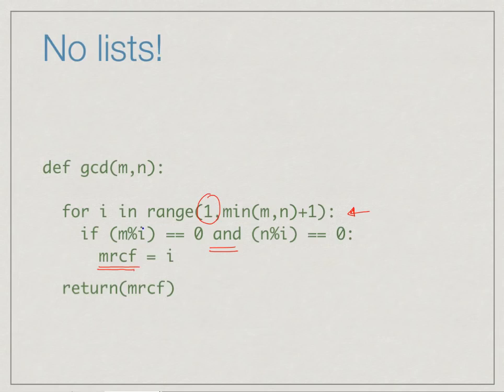It will not be that we go through this repeated execution of this and never assign MRCF because the condition is never true. Since 1 is a common factor, we will at least have MRCF equal to 1. But if we find a larger common factor, the 1 will be replaced by the later common factor. So at the end of this for iteration or loop, what we end up with is the largest common factor that we found between 1 and the minimum of m, n, which is indeed the GCD of m, n.